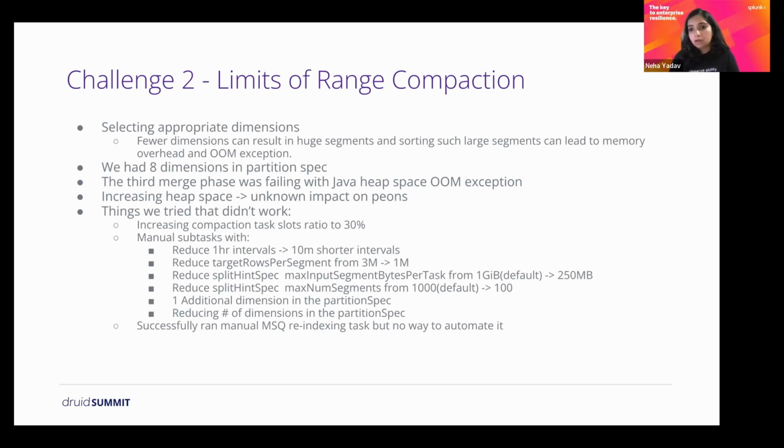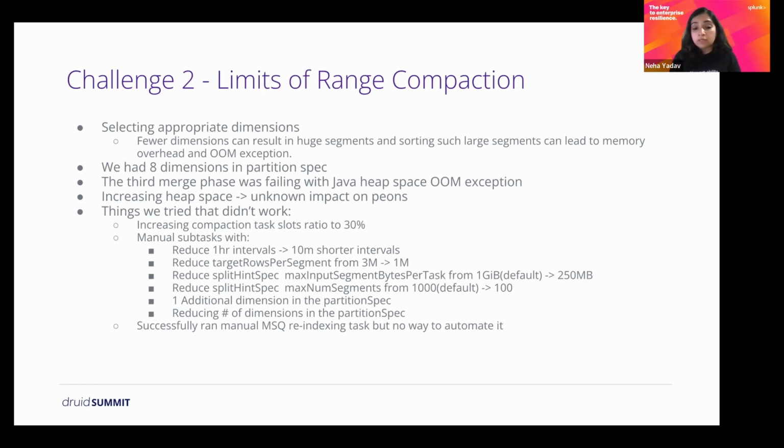Java heap space exception. It was totally unexpected, but the first thing that came to our mind was how different the scale of data was compared to some of our smaller clusters. The first thing that comes to mind is tuning JVM heap size, but we didn't want to do that because we were unaware of the impact it would have on peons and how it would affect ingestion. And we did not want to hamper ingestion and cause an outage on our production clusters.